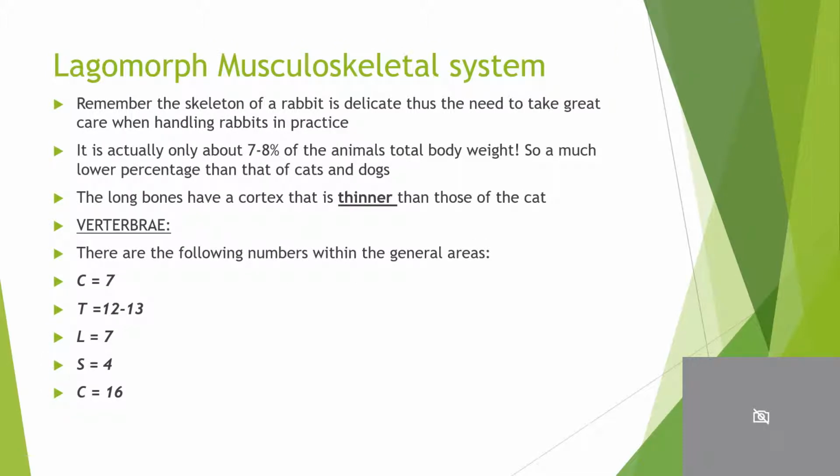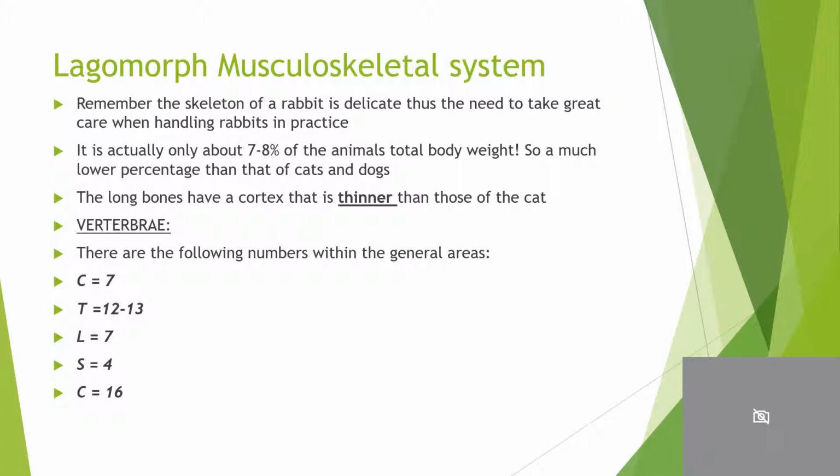The musculoskeletal system of the rabbit. Remember that the skeleton of a rabbit is delicate if we were to compare it to that of the dog or cat. We need to take great care when handling rabbits in practice. It is actually only about 7 to 8% of the animal's total body weight, so a much lower percentage than that of cats and dogs. The long bones have a cortex that is thinner than those of the cat.